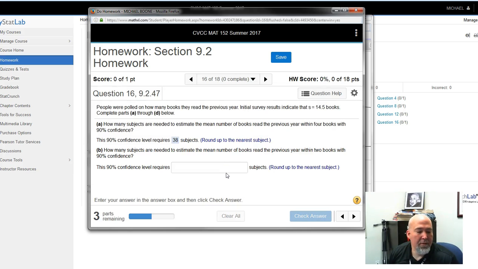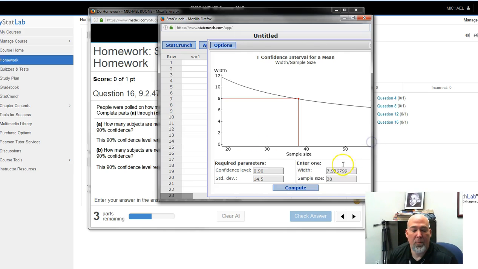Other problems are done similarly, plus or minus 2 books. So the width would then be 4 here. Just make sure when you do width, that's that plus or minus number they give you. And in the proportion section, if they say within 2%, so it'd be plus or minus 2%, it'd be 0.04. That is what we would type in that width.